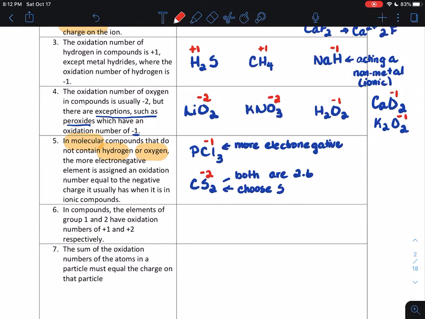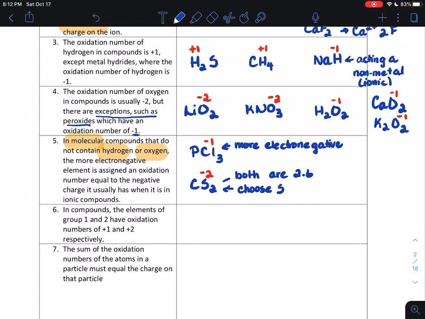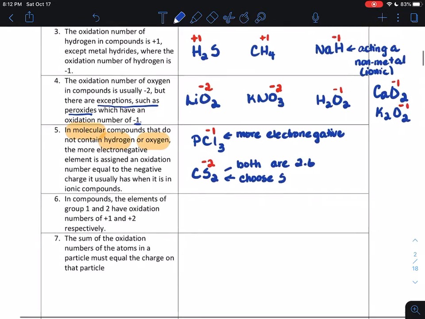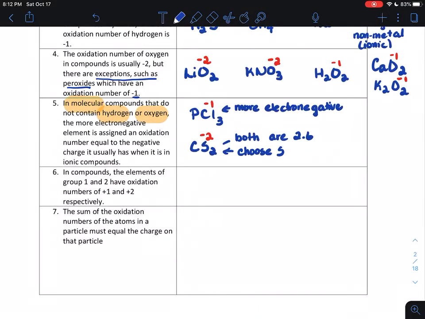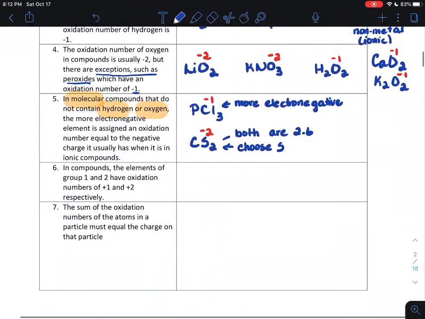And again, you're rarely going to come up with that situation where they're both the same electronegativity. You're more likely going to come up with the situation with PCl3, and you just choose the more electronegative one. I just wanted to mention that in case that ever popped up. I don't think I've ever seen it pop up on a diploma, but I just wanted to make sure that I talked about it. 6 is very closely related to 2, but I like to list it separately because sometimes it's good just to have this one in mind.